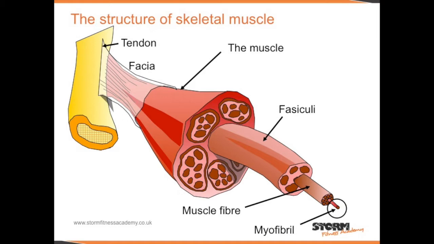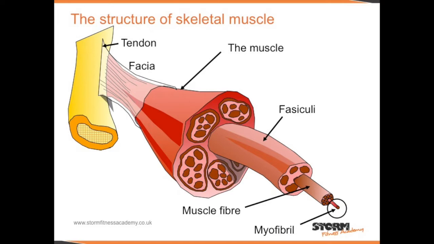We also have something called fascia. Fascia is what surrounds the entire muscle and keeps everything together. If you were to cut through the fascia, you'd get to the fasciculi. Fasciculi are collections of muscle fibres. If you were to cut through the fasciculi, you'd get your muscle fibres. If you were to cut through the muscle fibres, you would get the myofibril.